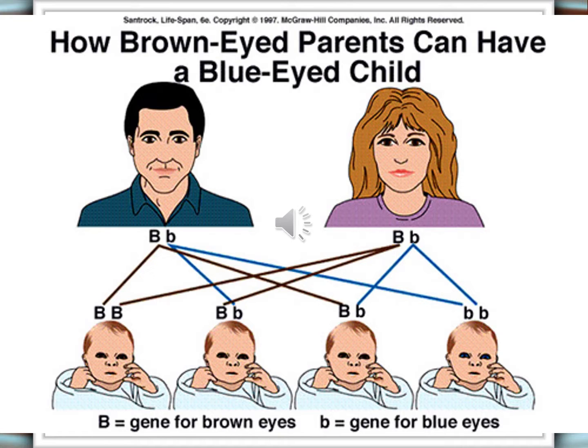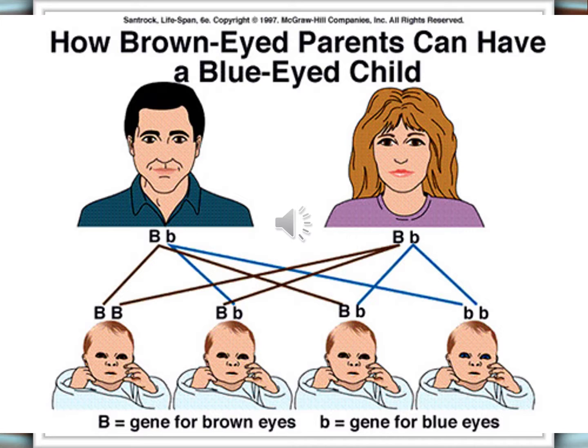If the two big B's combine, you get a brown-eyed child. If the big B from one and little b from the other combine, you get brown eyes. If you combine the big B from one parent and the little b from the other, you get brown eyes. But if you combine the two little b's, you wind up with a blue-eyed child. So if these two parents both have brown eyes, this is how they can have a blue-eyed child, but they only have a 25% chance of producing an offspring that has blue eyes.